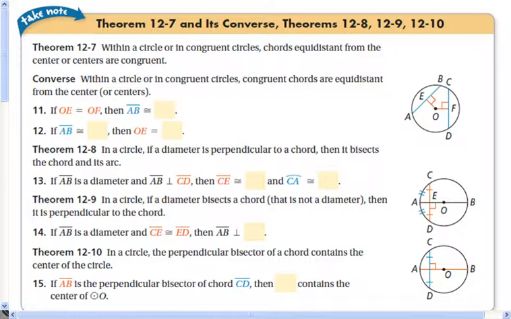All right, a couple more theorems we're going to use here. Theorem 12-7 and its converse, 12-8, 12-9, 12-10. This has to do with if you have two chords, how to tell if they're congruent or not. Go ahead and read through these and try to fill in the answers as you go.